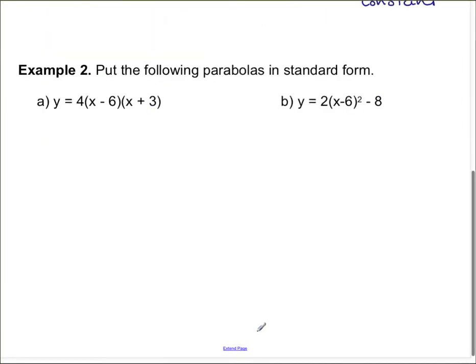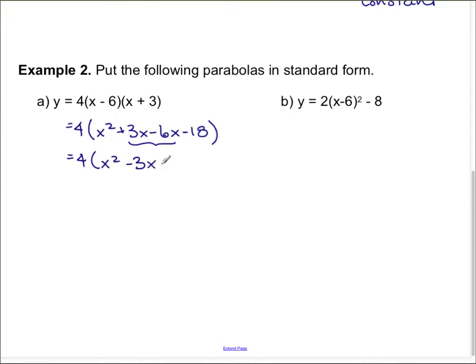Put the following parabolas in standard form. So here's our example. I would strongly suggest that you pause me right now and try this yourself. But I'm just going to plow through it. Remember, we're going to leave the 4 out front first, multiply these out. We get x squared plus 3x minus 6x minus 18. I'm going to simplify this in here, leaving the 4 out front. We're going to get x squared minus 3x minus 18.